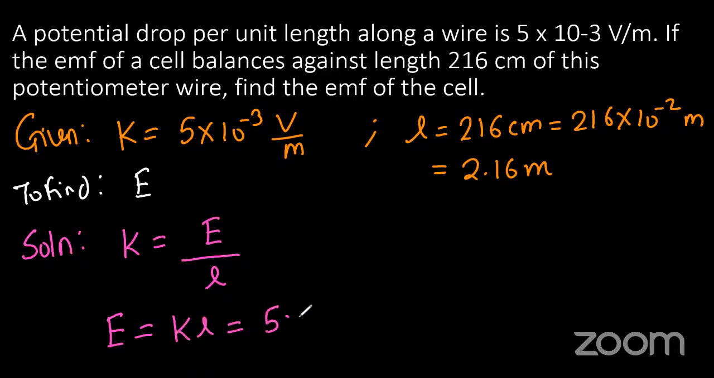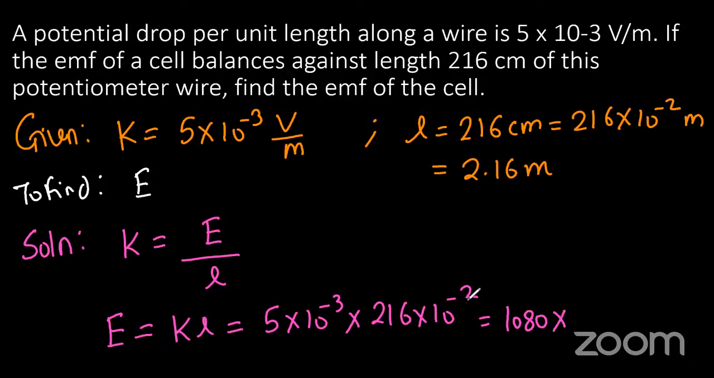So what is K? 5 into 10 raised to minus 3. What is L? I use this one, 216 into 10 raised to minus 2. When I did 216 into 5, okay, 216 into 5, the answer is 1080. After that 10 raised to minus 3, 10 raised to minus 2. See, a raised to m into a raised to n, what answer comes? a raised to m plus n. If both have the same base, the powers get added. Here 10 and 10 both are the same, so what happens to the powers? Addition. -3 plus -2, the answer is -5.